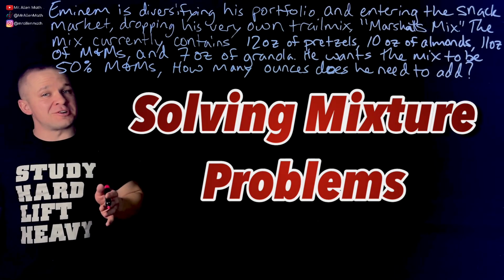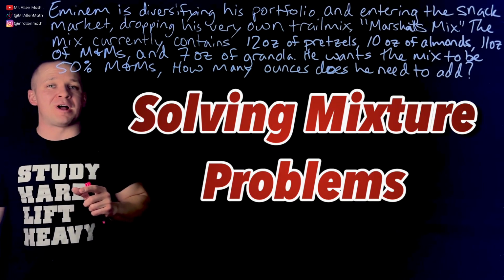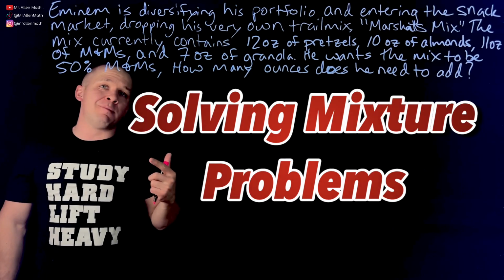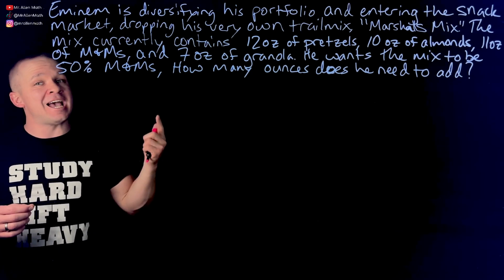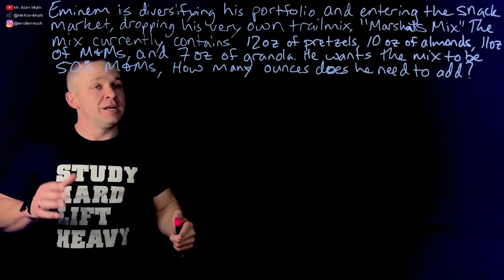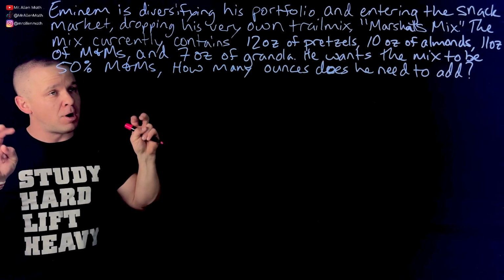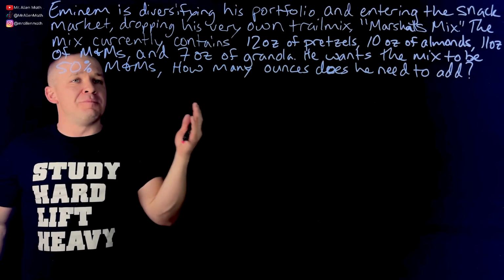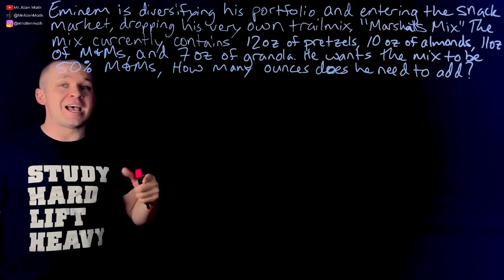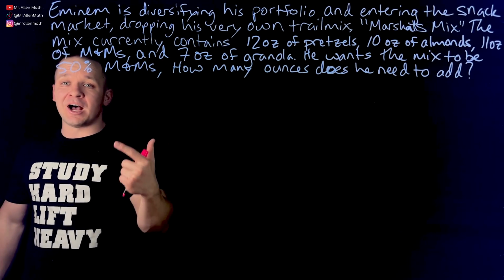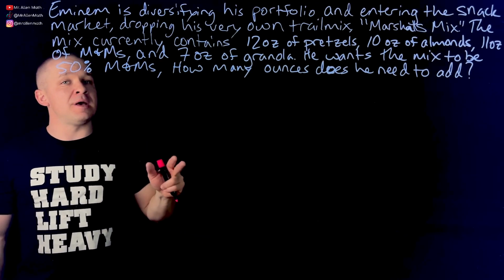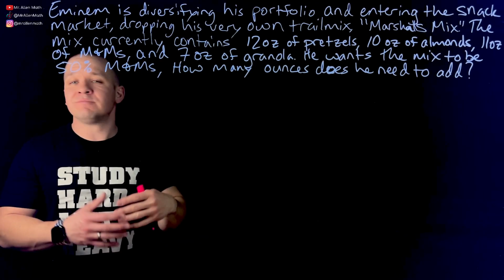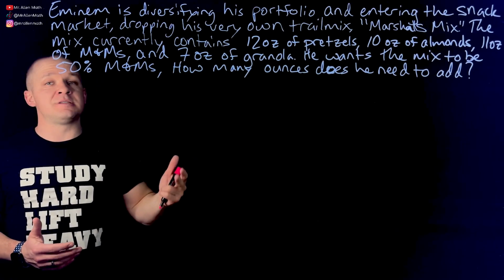What's poppin', dogs? Mr. Allen here with a mixture application problem involving the one and only Eminem, who is diversifying his portfolio, a little more than just the rap game, and he's entering the snack market. He's dropping his very own trail mix, Marshall's Mix. Great name. The mix currently contains 12 ounces of pretzels, 10 ounces of almonds, 11 ounces of M&Ms, and 7 ounces of granola. Now, he wants the mix to be 50% M&Ms, for obvious reasons. How many ounces does he need to add?